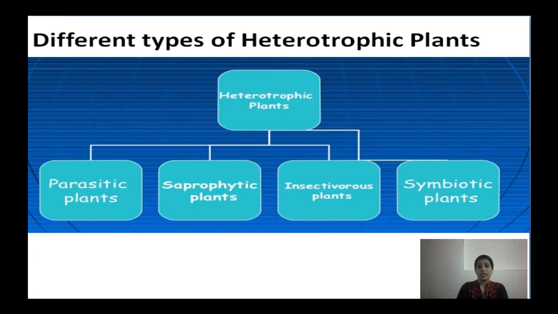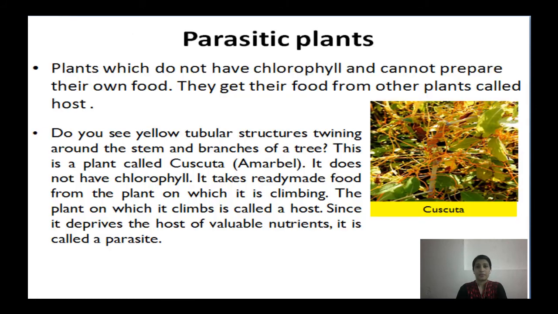There are four different types of heterotrophic plants. First one, that is parasitic plants. Second type is saprophytic plants. Third is insectivorous plants and fourth one is symbiotic plants. Let us now learn about these plants and how they get their nutrition, each one of them in detail.